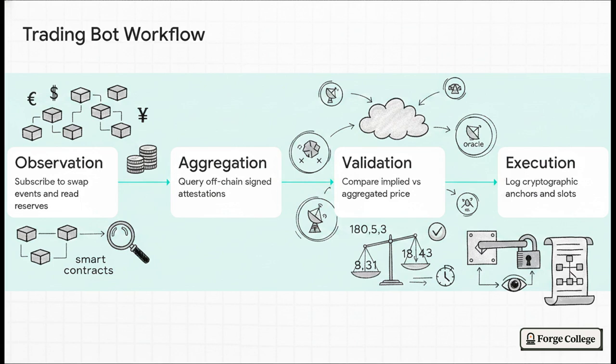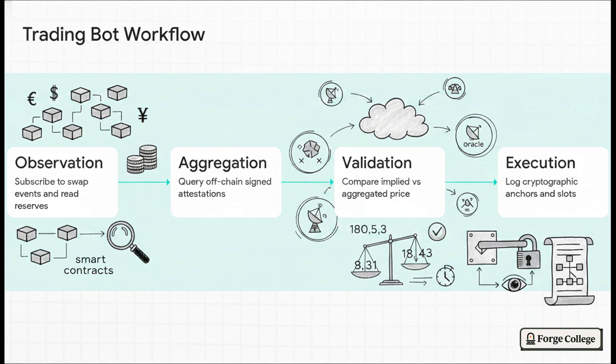The agent subscribes to those lightning-fast swap events, but simultaneously performs direct reads of the underlying reserves to anchor its truth. Step 2 is external price aggregation. It queries off-chain signed attestations from multiple oracles and instantly discards any stale data. Step 3, cross-validation. The brain steps in and compares the implied on-chain price against that aggregated off-chain price to spot a true actionable divergence. And finally, step 4, fail-safe execution.